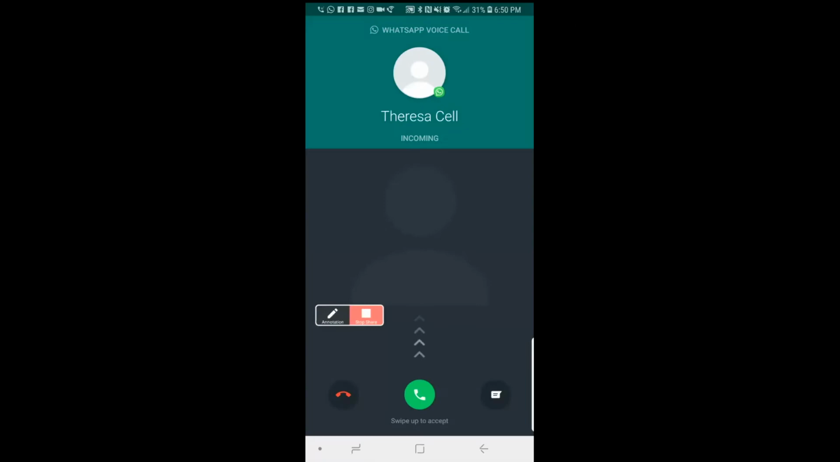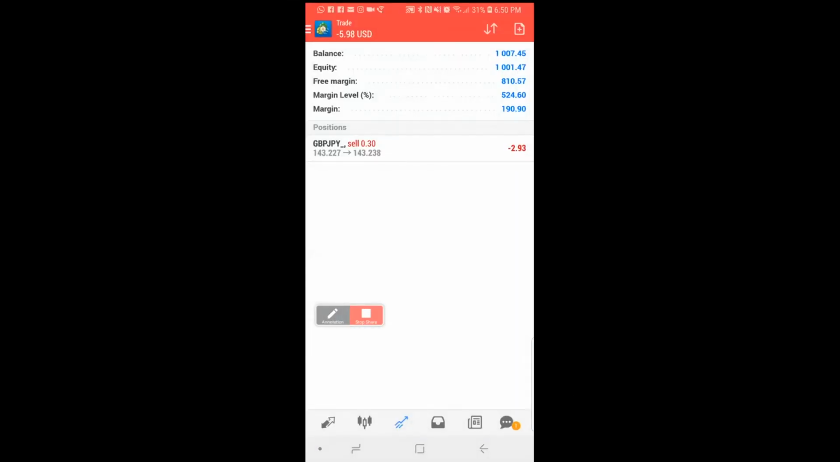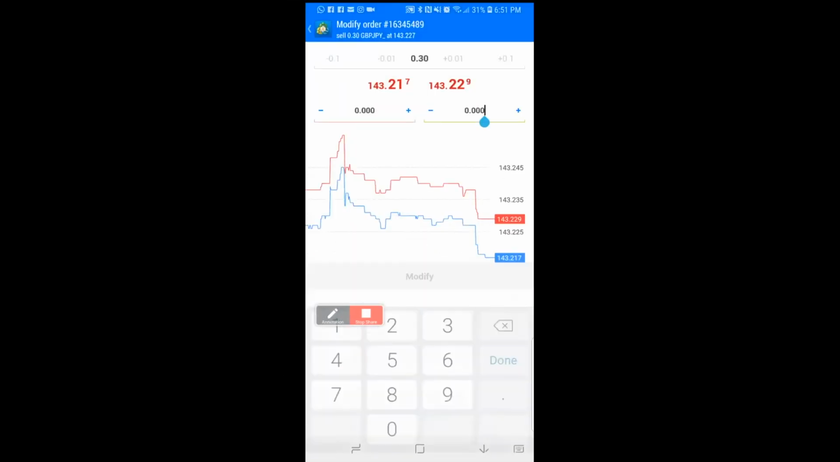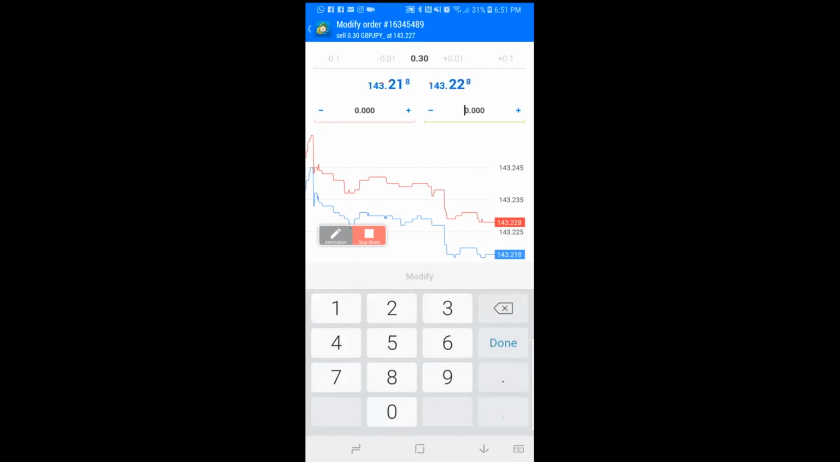iPhone users, you would have to put in your entry point right here. If you're new, you can write this down. Your entry point would be 143.227. Somebody put in the chat what my take profit would be. Remember, we're in a sell, so you would modify it. Somebody put in the chat what my take profit would be. Not all at once now.